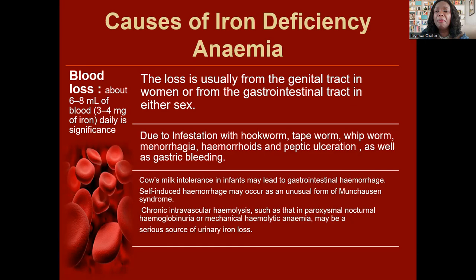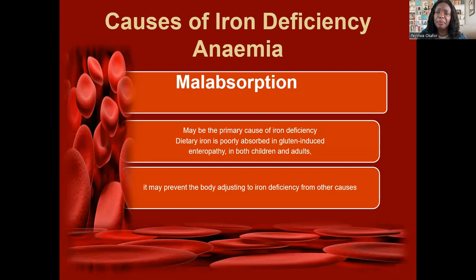Another thing that can cause iron deficiency anemia is malabsorption. Remember, iron is absorbed at the proximal jejunum, and anything that can interfere with the absorption of iron at that level can cause iron deficiency anemia. This may be a primary cause, for example, dietary iron is poorly absorbed in gluten-induced enteropathy in both children and adults. Malabsorption may also prevent the body from adjusting to iron deficiency from other causes.